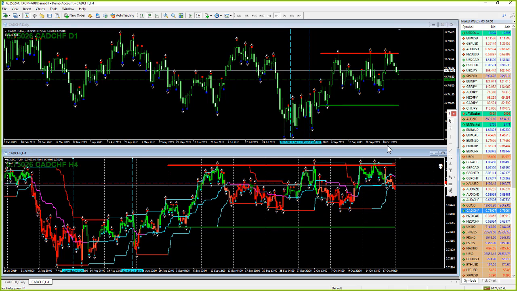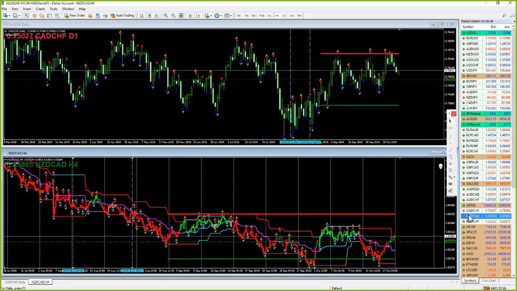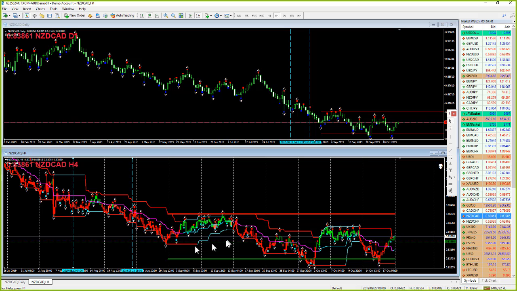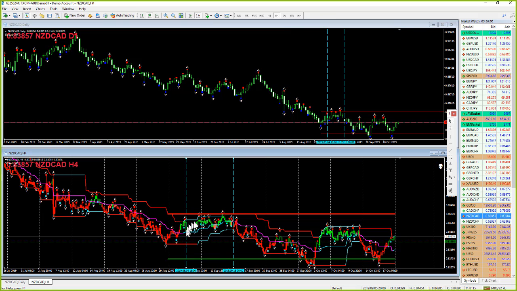Canadian Swiss. Everything related with the Swiss is a nightmare, so I keep telling people to stay away from those two pairs. So that's another consolidation area, where the market can really avoid all of here.